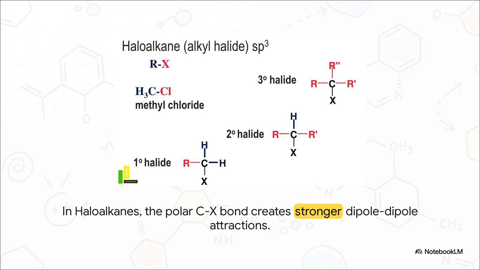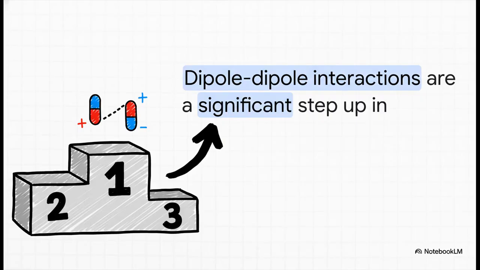You've got a halogen, like chlorine, which is way more electronegative than carbon. That means it's constantly hogging the electrons in their bond, creating a permanent negative charge on its end and a positive charge on the carbon's end. So these little molecular magnets can line up positive end to negative end, creating a much more stable, stronger attraction. This permanent attraction means that dipole-dipole interactions land squarely in the middle of our power rankings. They're a pretty significant step up in strength from the London dispersion forces.